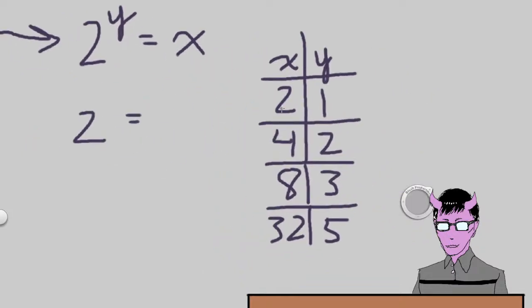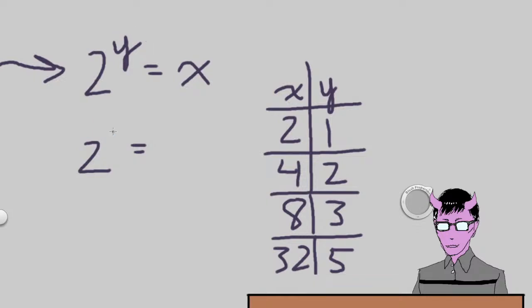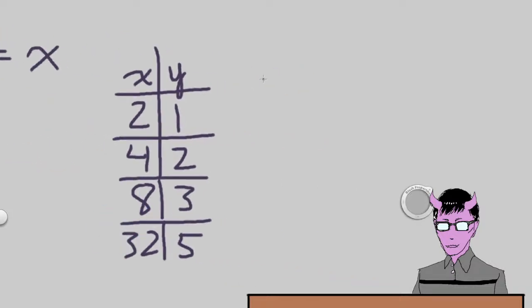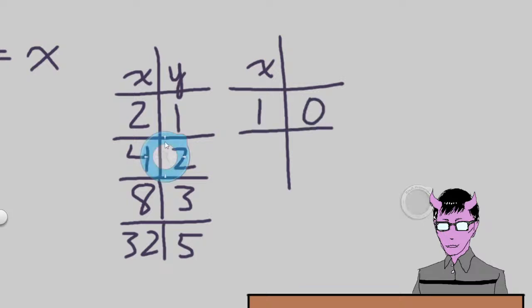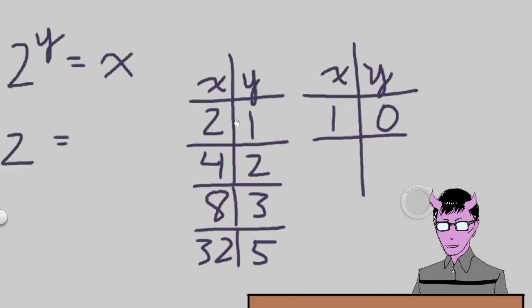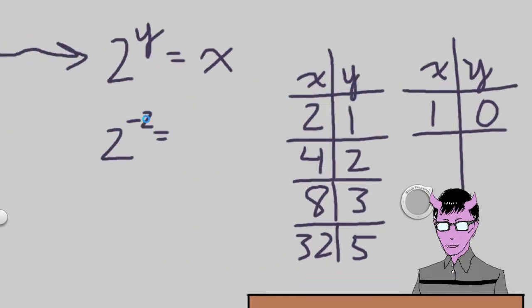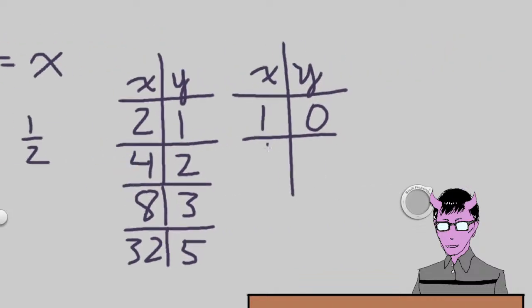Alright, but that's the positive values. What happens when we start picking a 0 or negative values? So if y is equal to 0, 2 to the power of 0 is 1. So check what happens. And if we pick something like -1, for example, then the x value ends up being 1/2. So if x is 1/2, again, we're kind of going backwards, and the y value is -1.